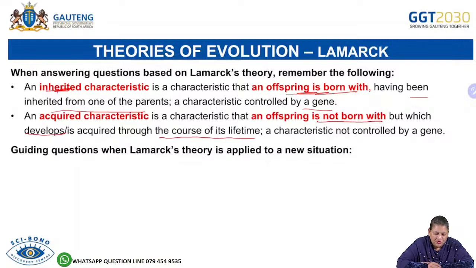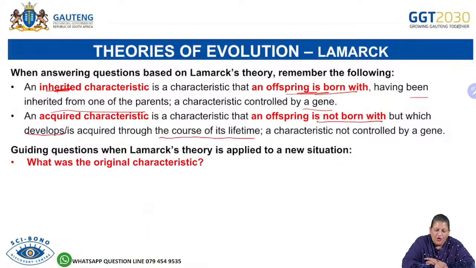So the next one, children, let us guide you on how to apply Lamarck's theory to a new situation. Always ask yourself, what was the original characteristic? In the case of the snake, the original characteristic was a large jaw, okay? Then what was the challenge? If they ate the large toad with its large jaw, it would die because that toad or frog had poisons. So the challenge is that the prey was poisonous.